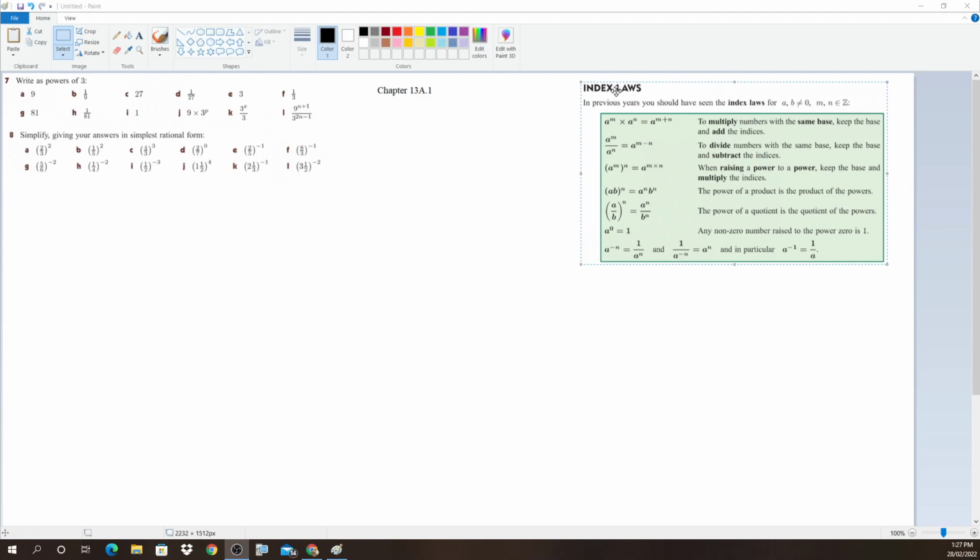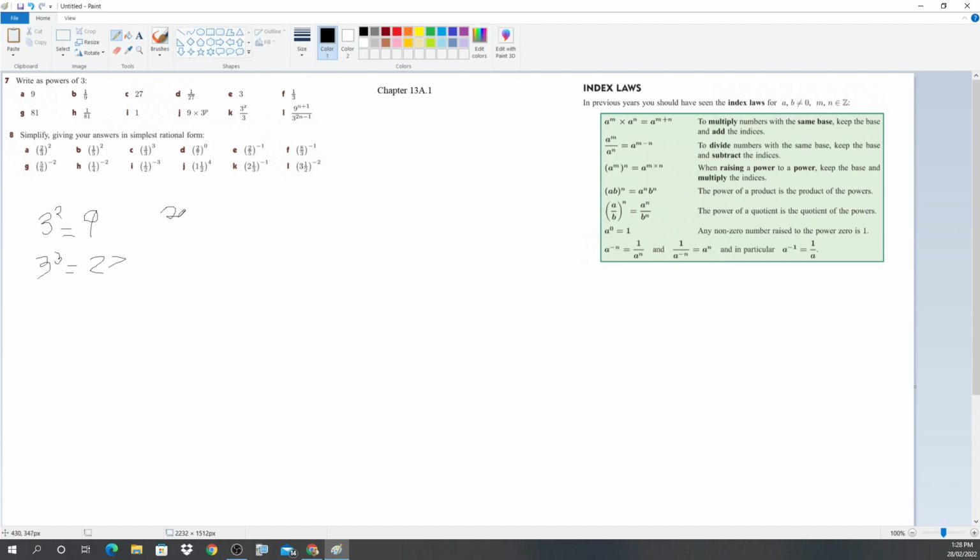I've also included the laws of indices, which, if you haven't got them memorized, are definitely worth having on hand because you'll be using some of these as we go. Now, some of the easier questions for question 7. We've learned about powers: 3 to the power of 2 is 9, 3 to the power of 3 is 27, and so on. And we also know things like negative powers.